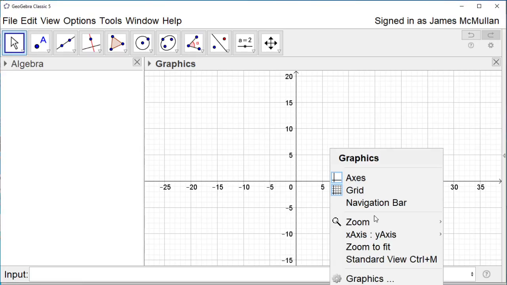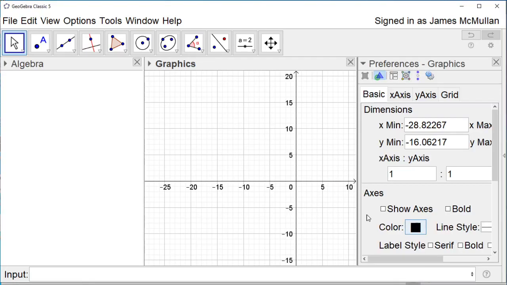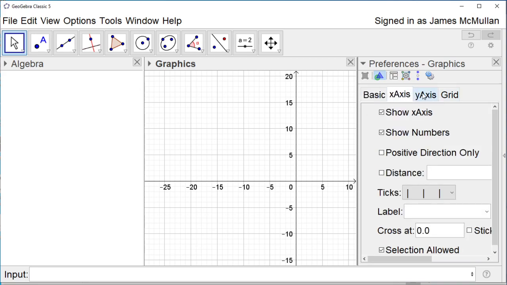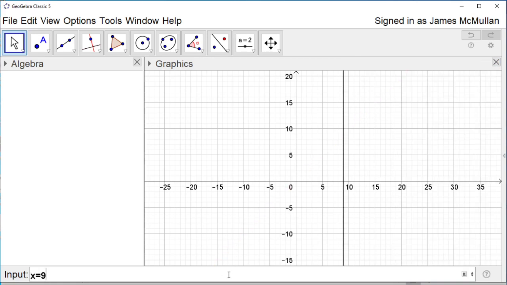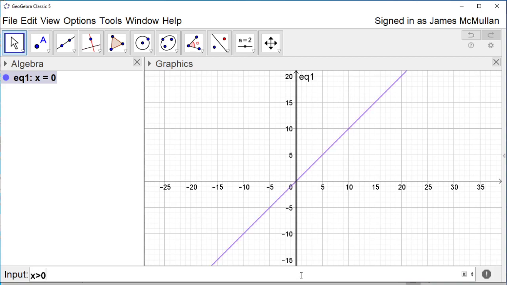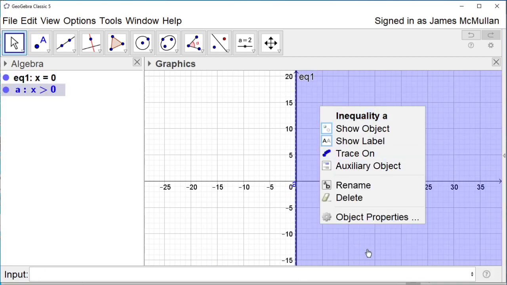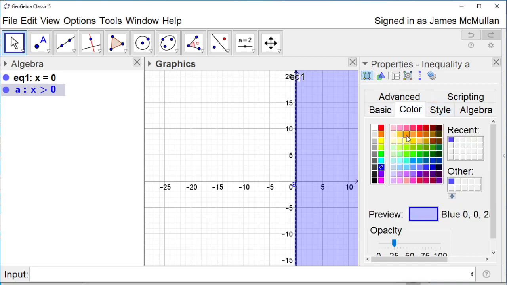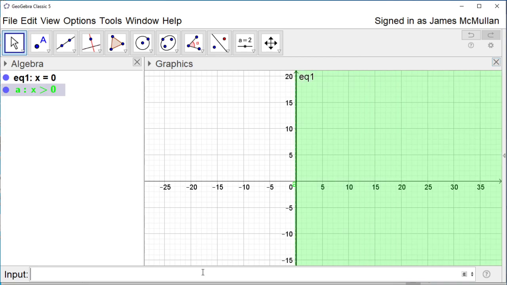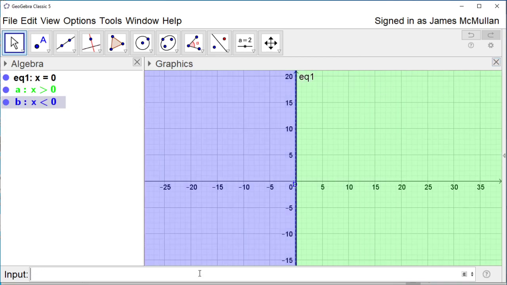All right, so let's go to here. So let's draw x equals 0. So here's our coastline. And then let's draw an inequality x greater than 0, and we'll make this green for it being the land, and then x less than 0, and that'll be the water. So our water's over here, our land is over here.